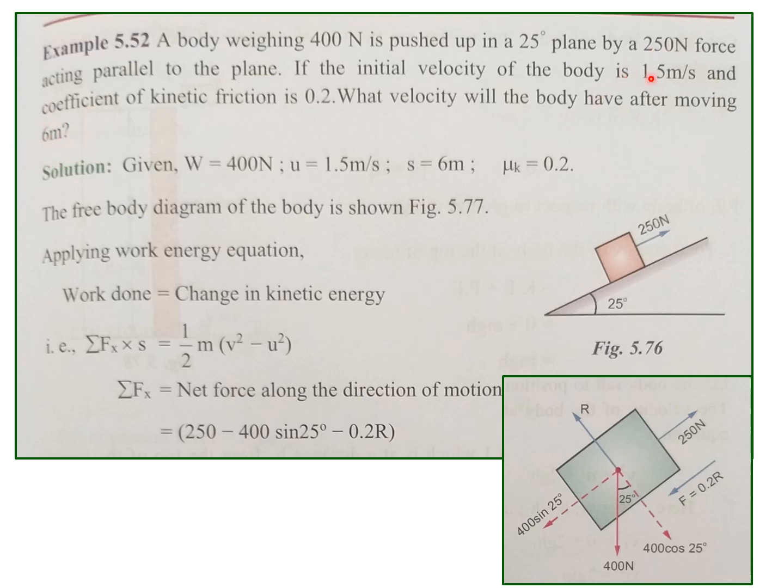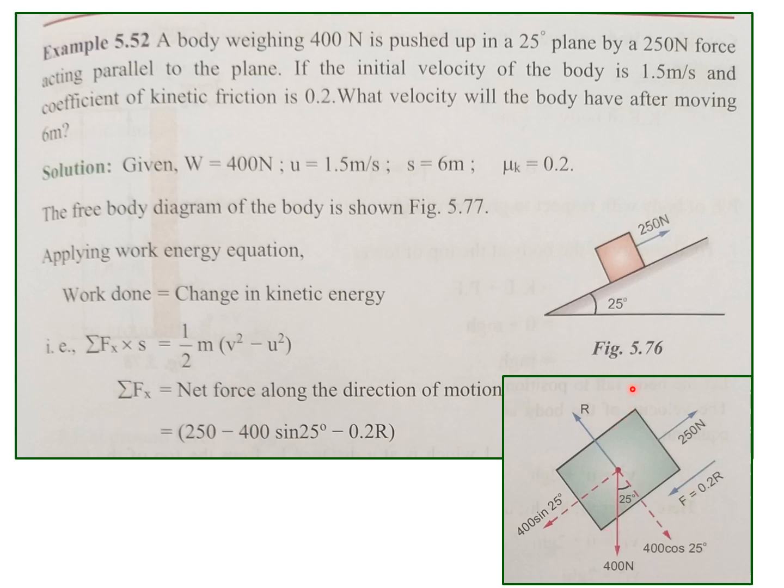So you have to find the final velocity after the body has moved 6 meters. The initial velocity is given. So here u is given, u is not 0. Please note u is given. You have to find the final velocity v after the body has moved a distance of 6 meters. Again the work energy equation: work done is equal to change in kinetic energy. So you have to find the net force in the direction of the motion.